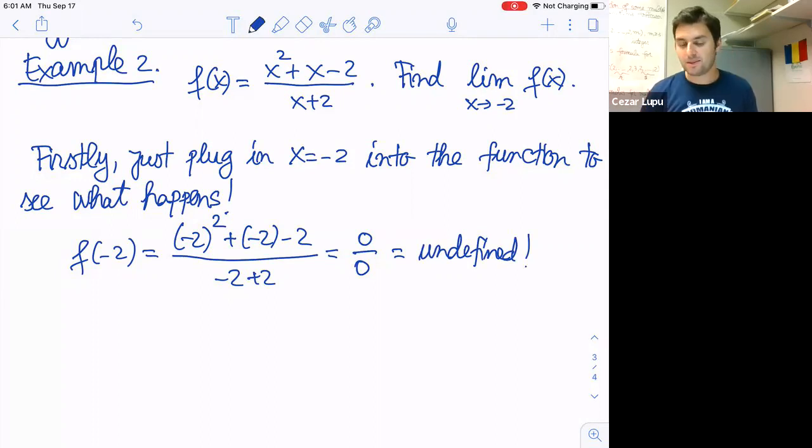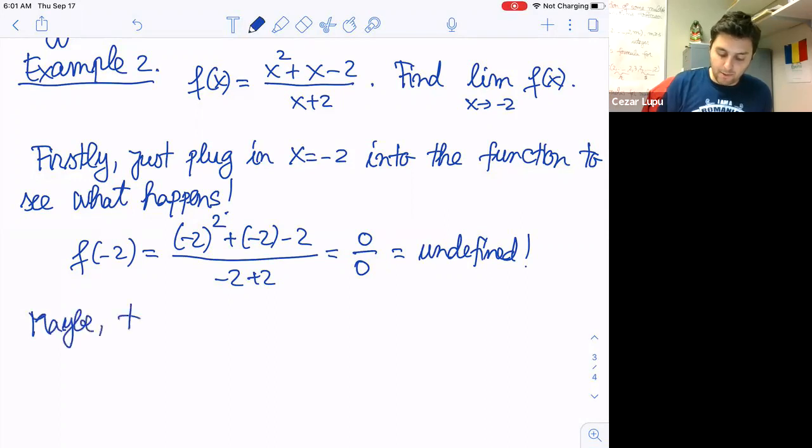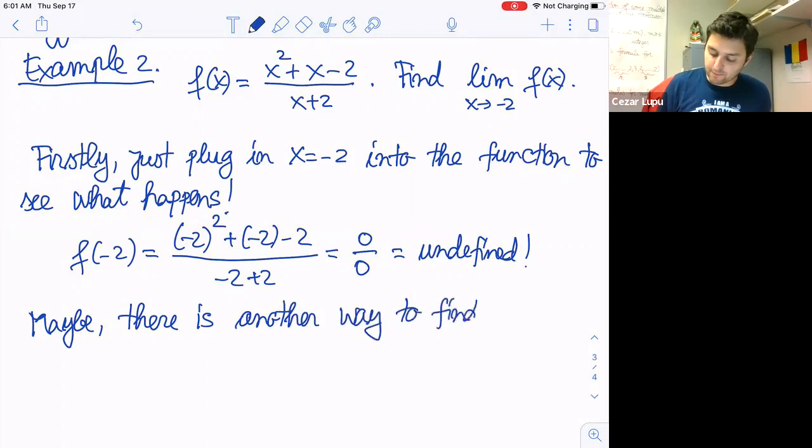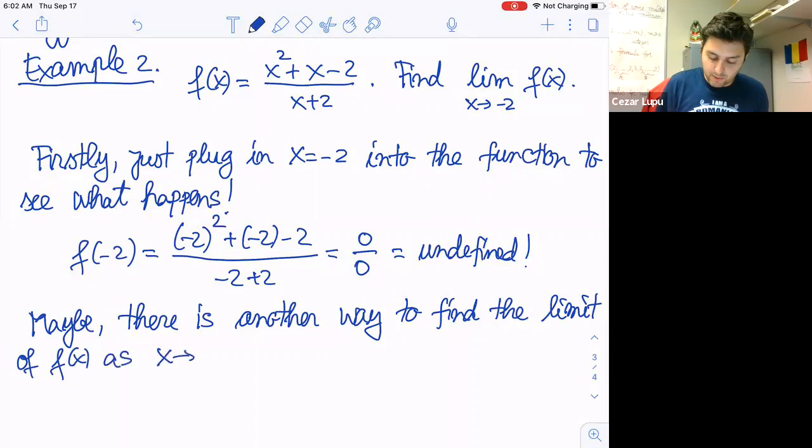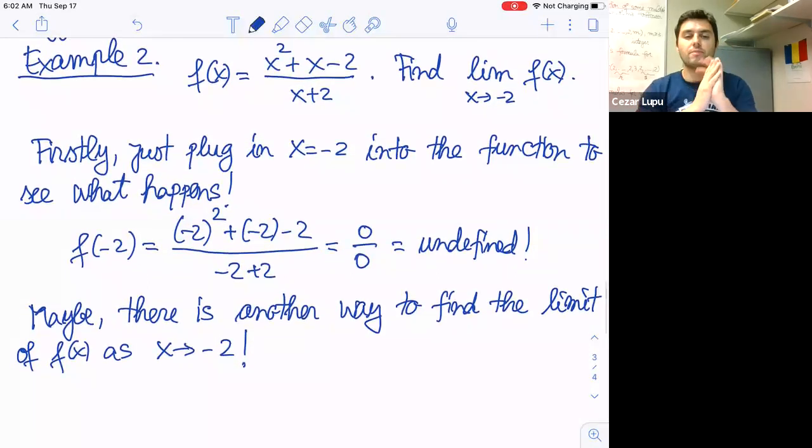So maybe there is another way to find the limit of f of x as x approaches -2. But what is that other way to find this limit? That is the question. Well, we have to look at the function, and when I look at the function, what is my problem with this function? It's a rational function. Well, it looks nice, you know, being a rational function. It has a numerator, it has a denominator, and so on. So it's basically the quotient of two polynomials.